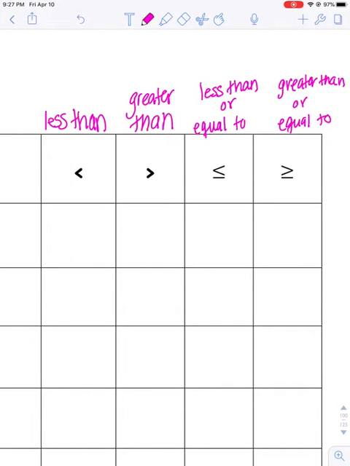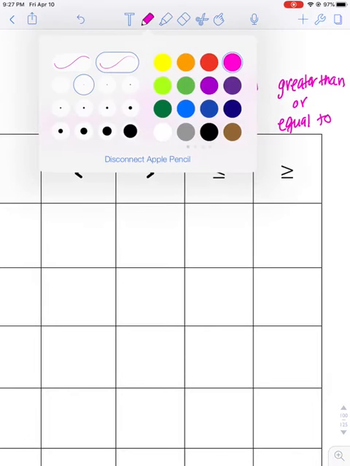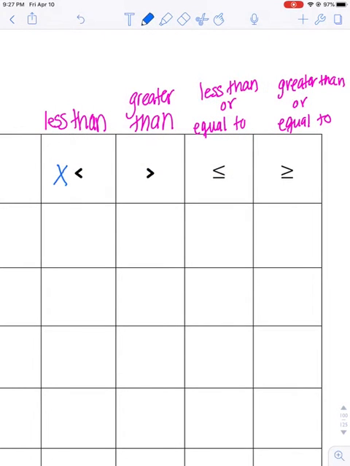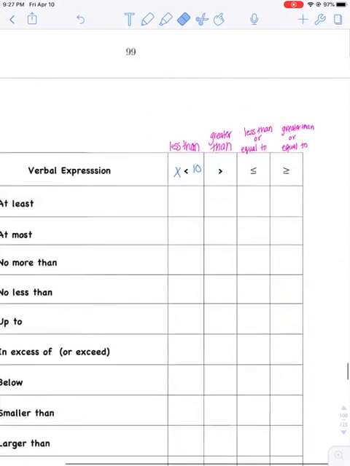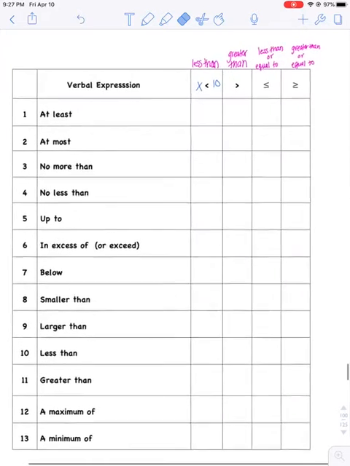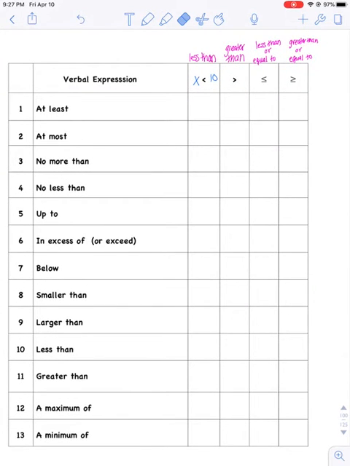A lot of people have trouble understanding that the signs actually have these names and that you can't just pronounce them either way. But we always are pretending we're reading it left to right. So if there was like an X here and a 10 here, you would say X is less than 10 because you're reading it left to right. So that's why it's called less than. So what we're going to do is look at each of these expressions and figure out which symbol they match up with.